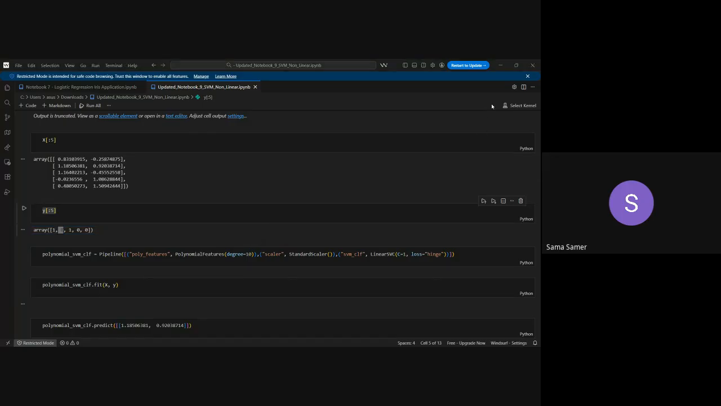Then for the SVM, what we applied is a polynomial feature, which is of degree 10. We have applied a StandardScaler to scale the data. We have applied a loss of hinge. So what do you think this line does in detail?